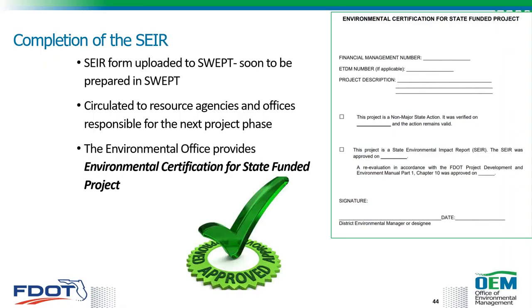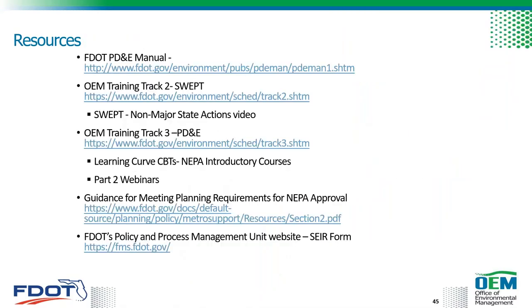Now, after approval, the SEER form's uploaded into SWEPT currently. Then, as I mentioned earlier, it's soon going to be prepared in SWEPT. And the Turnpike circulates the SEER to those relevant resource agencies and the offices responsible for the next phase of the project. The environmental office will also complete and provide the date of approval on the environmental certification for state-funded project form in SWEPT. And again, we're going to discuss this process with reevaluations. I've included a list of the resources that were mentioned in this session, so you guys have access to them later if you'd like more information.